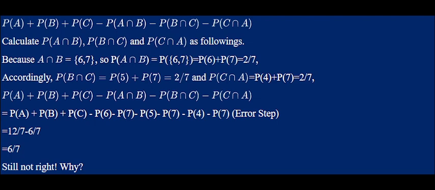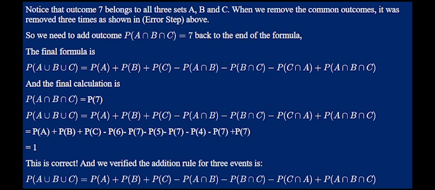And this is still not right. Notice that outcome 7 belongs to all three sets. It is the common element of all the sets. So when we remove the common outcome, it was removed three times, which means now it doesn't remain at all. So we also need to add A intersection B intersection C back at the end of the formula. So the final formula is A union B union C equals A plus B plus C minus A intersection B minus B intersection C minus C intersection A plus A intersection B intersection C.